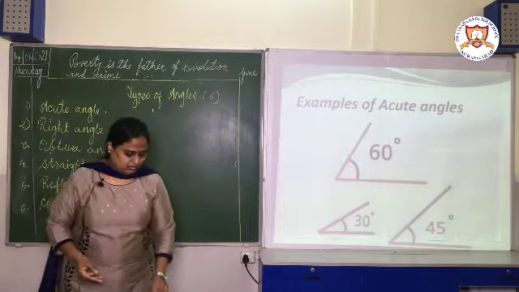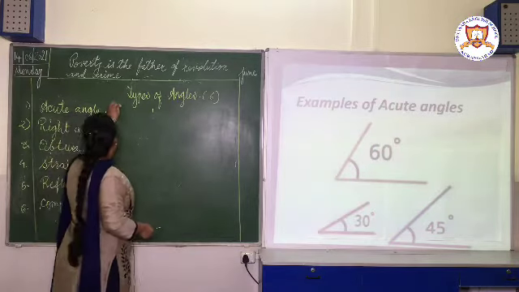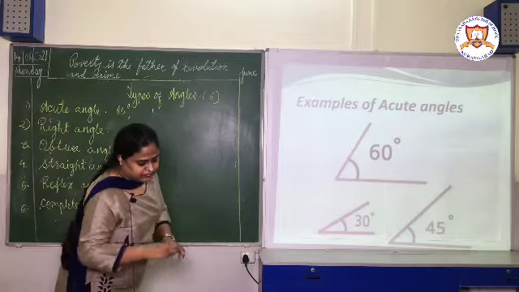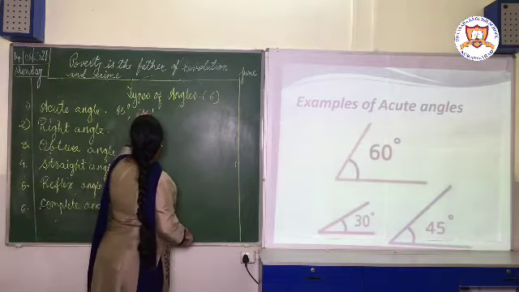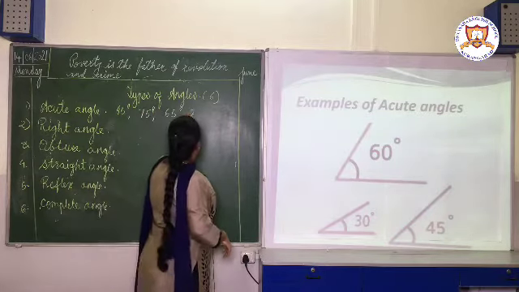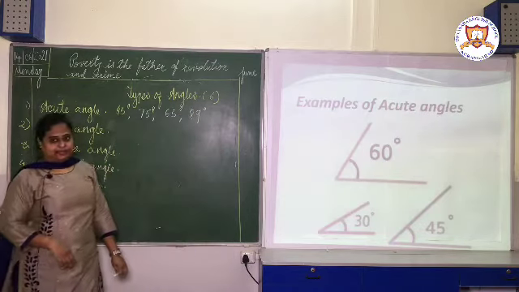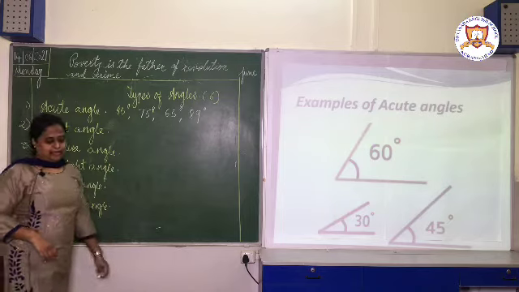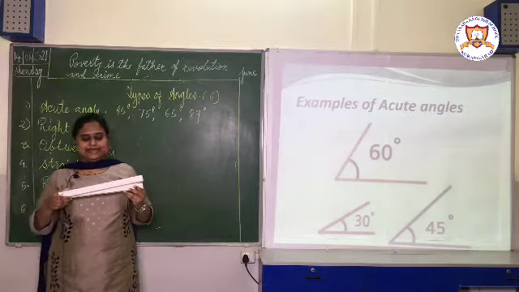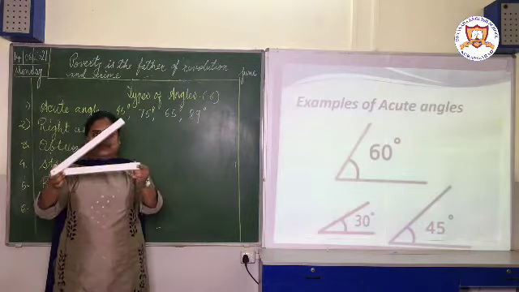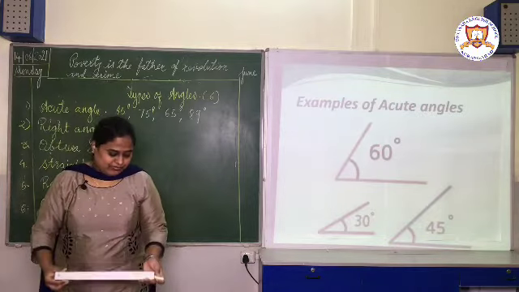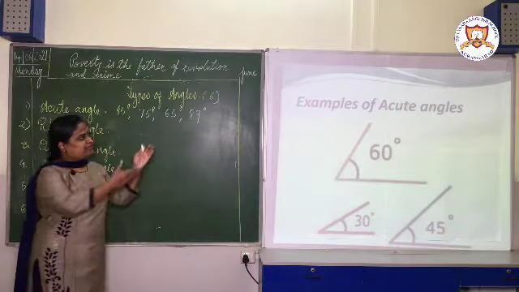Correct. So now the example of acute angle, we can say 45 degree is also an acute angle. Then the second one, 75 degree, also an acute angle. 65 degree is also an acute angle. And even 89 degree is also an acute angle. Correct. These are the examples of acute angle. Acute angle means what? The angle whose measure is greater than 0 degree but less than 90 degree. You can see here the acute angle.